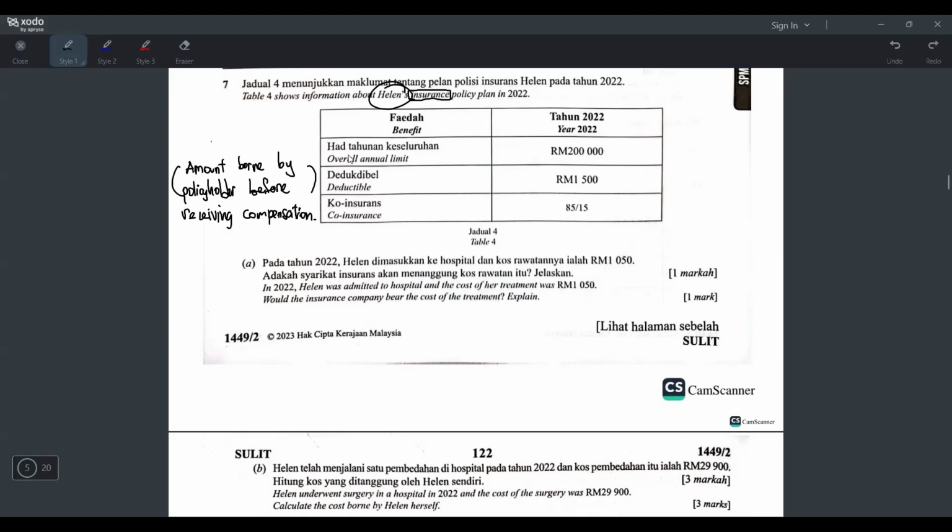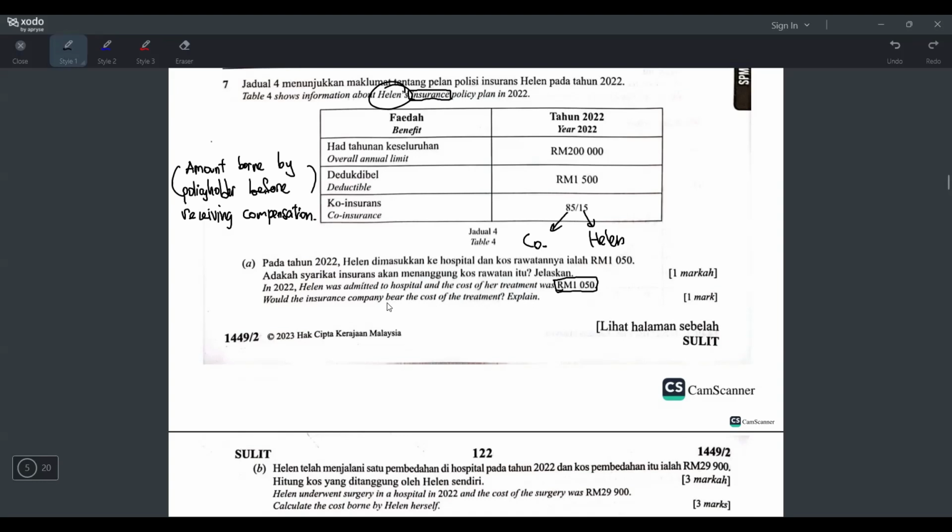Okay. Next one is co-insurance. So 85/15. Okay. So the big percentage is yang company responsible. 15 is the Helen. Company always responsible for the big percentage. Okay. Percentage besar is always for company. So now we can do A. In 2022, Helen was admitted to the hospital and the cost of her treatment was 1,050. Okay. Saya rasa saya dah tahu dah which insurance. Is medical, right? Medical. Would the insurance company bear the cost of the treatment?